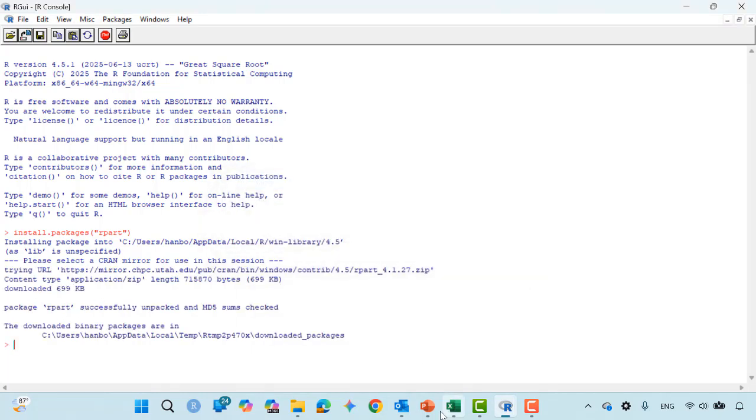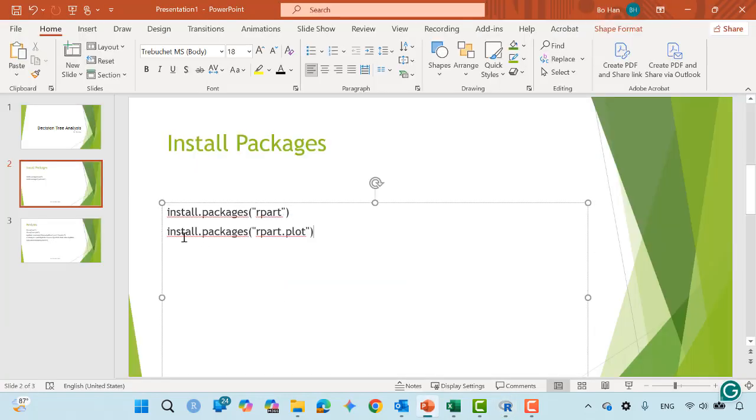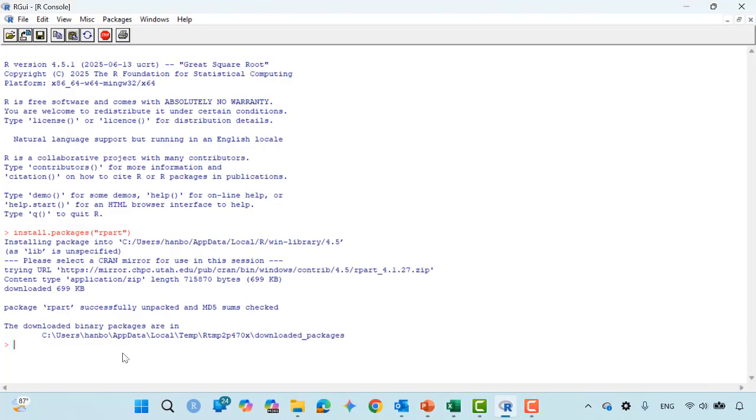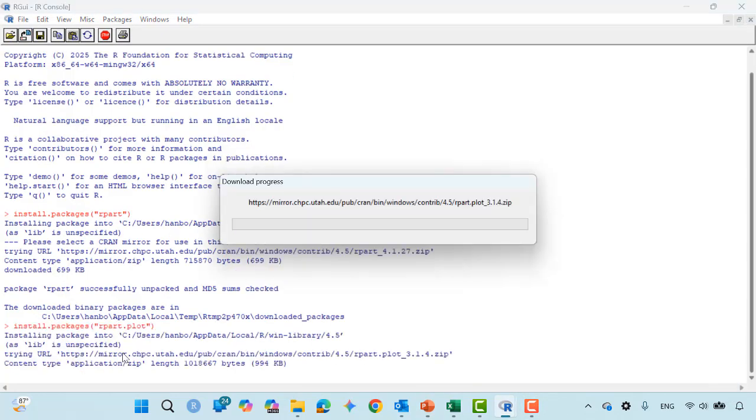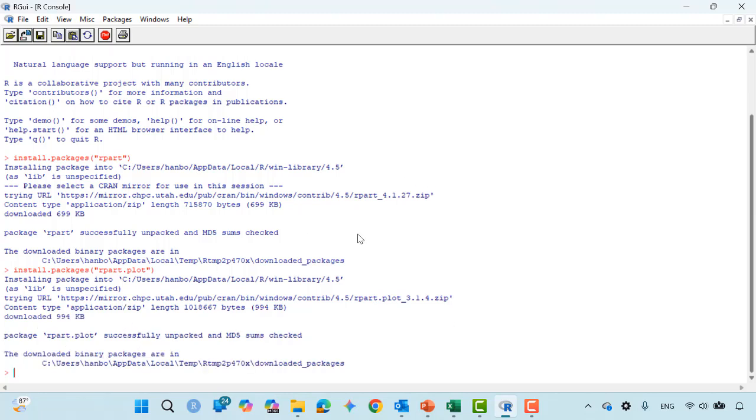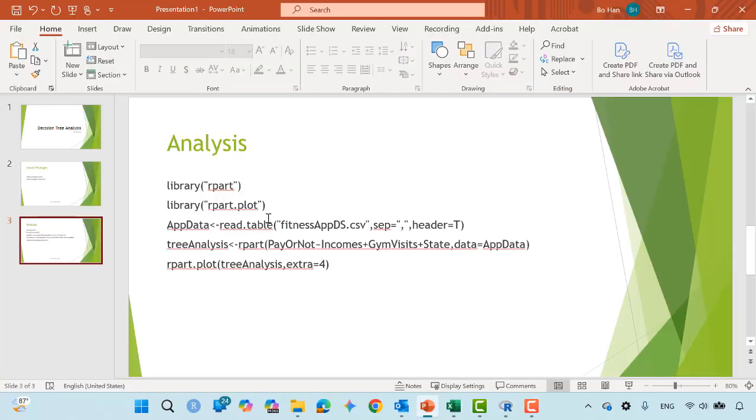Okay, it's ready. Next, let's install rpart.plot. Let's make a copy. Okay, very good. It's ready to use. Next, let's perform the analysis. Remember, before you use a third-party package, you must use library to start it first.